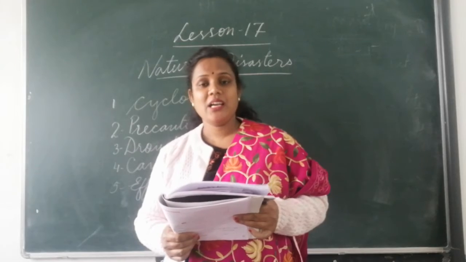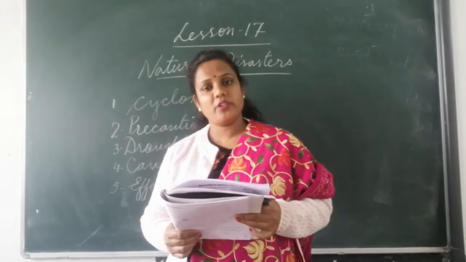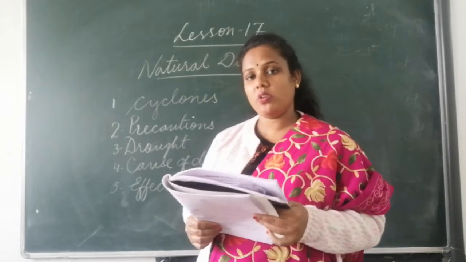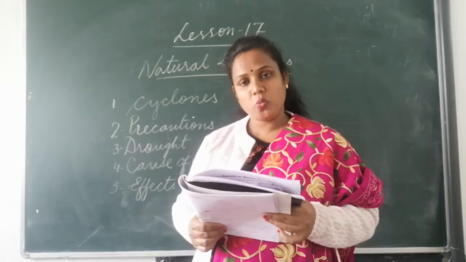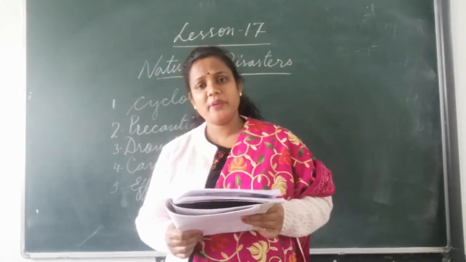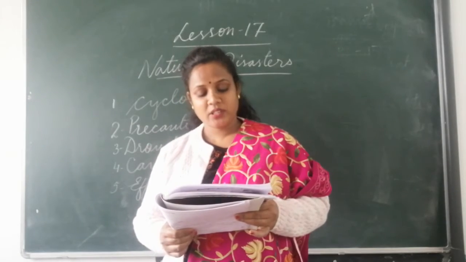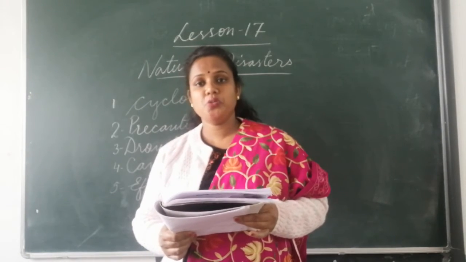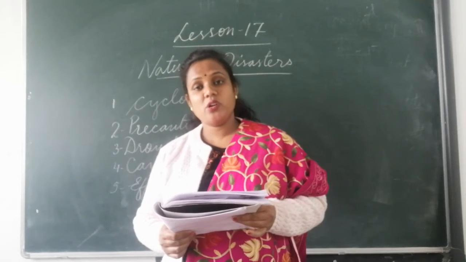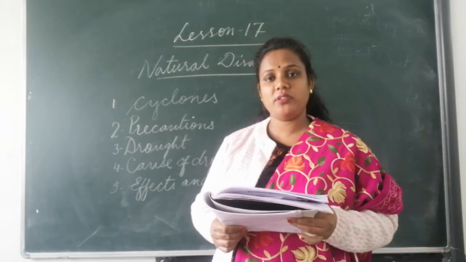So what is drought? A situation or a condition when there is no water, scarcity of water, lack of water, lack of rain. Maybe that means from a long time there has been no rain. Now why is there drought? क्यों आता है सूखा? Because we keep on cutting the trees. That is a cause of drought.